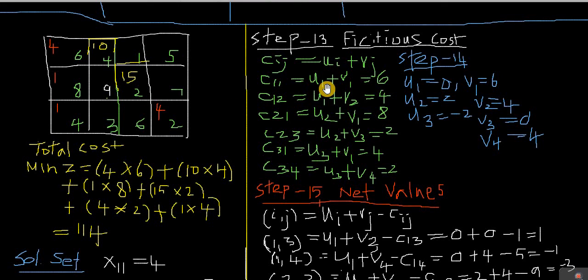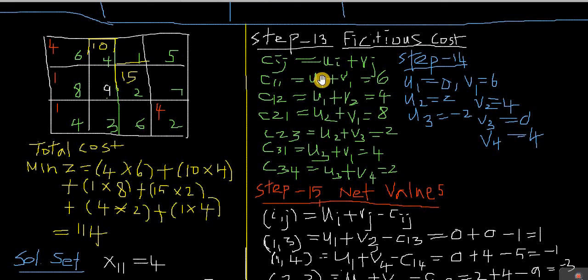That is C11: U1 plus V1 is equal to 6, and C12 is this one: U1 plus V2 is equal to 4. And C21 is U2 plus V1 is equal to 8 transportation cost, and C23 is this, transportation cost is 2 rupees. And C31 is this, U3 plus V1 equals 4, and C34 is this one, the transportation cost is 2 rupees.